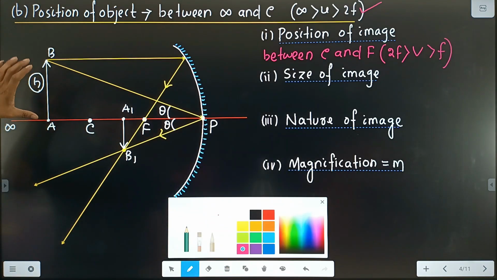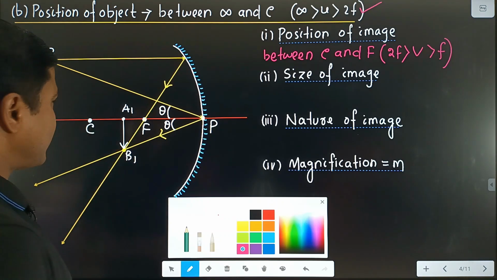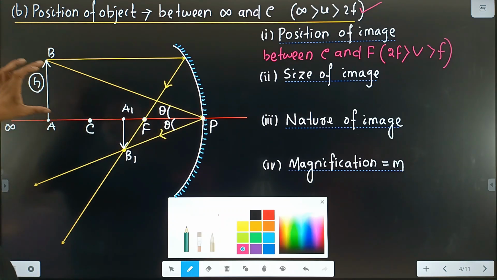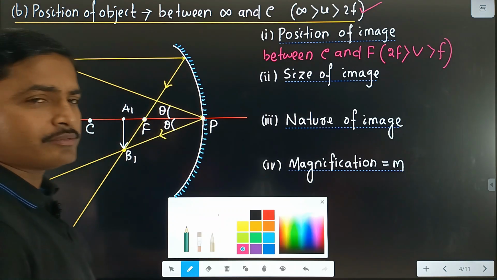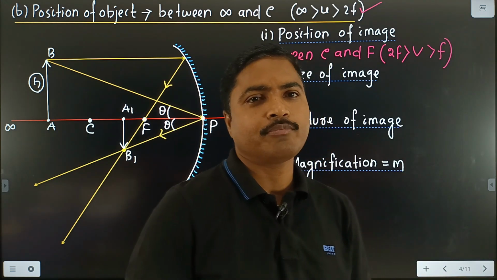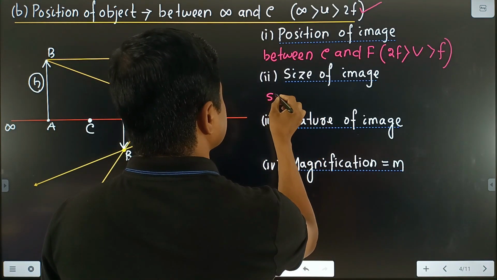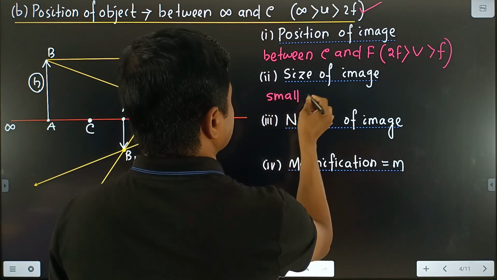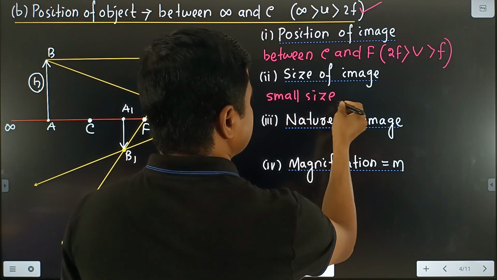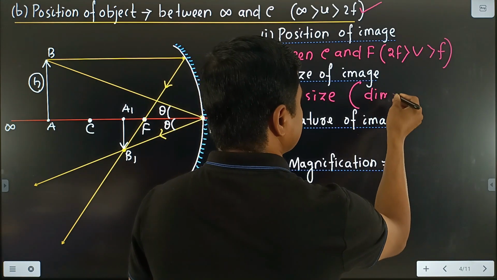Similarly, what is the size of the image? Here, look at the figure. This is the height of the image or size of the image, this is the height of the object or size of the object. And the size of the image is small as compared to the size of the object. That means a small size image is formed as compared to the object. So we write the size of the image is small as compared to the object. Small size means that is known as diminished.